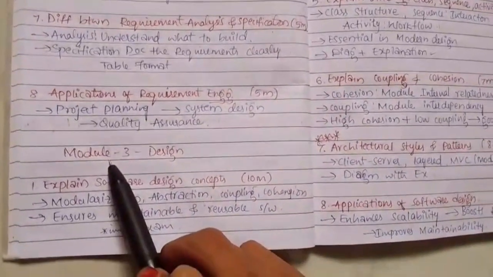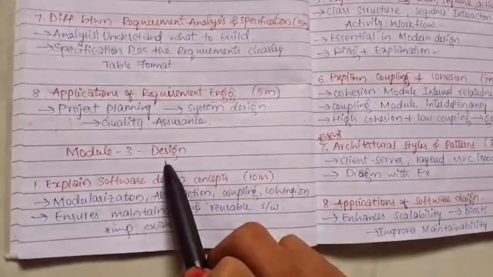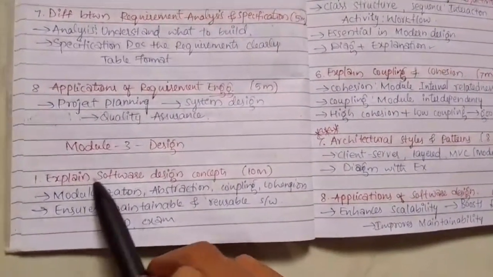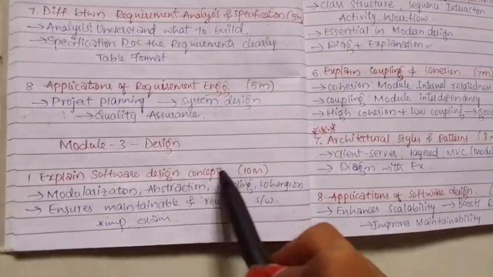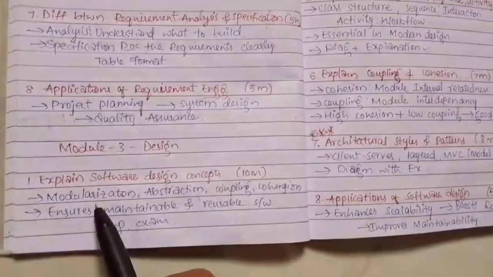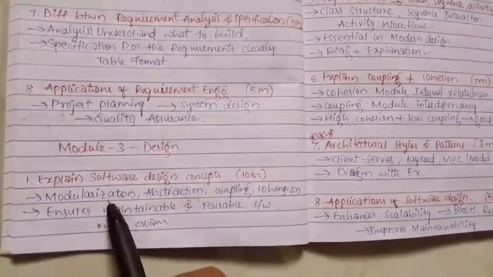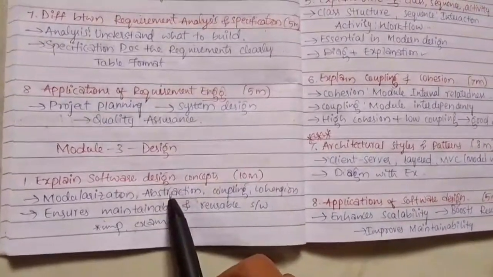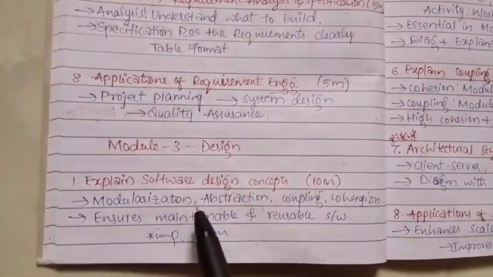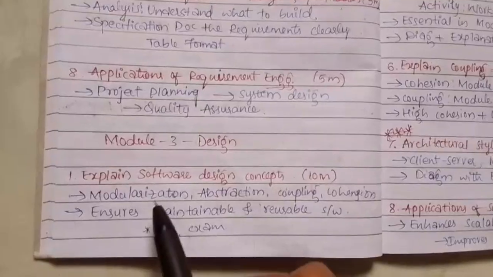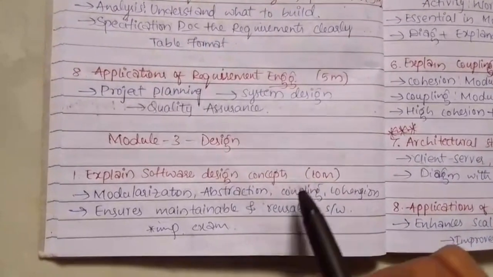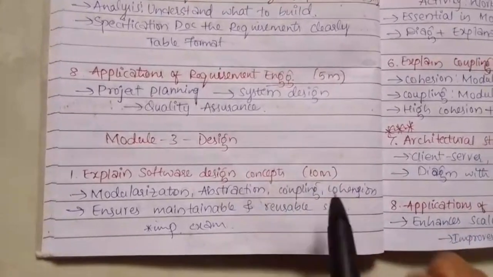Let us see the third module, which is all about designing. Explain software design concepts. This is asked for 10 marks. We have software design concepts: modularization, abstraction, coupling and cohesion. How to explain these four concepts in designing. For 10 marks you have to explain them in detail.